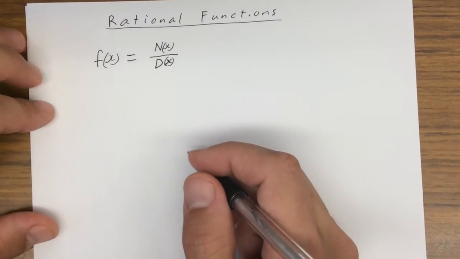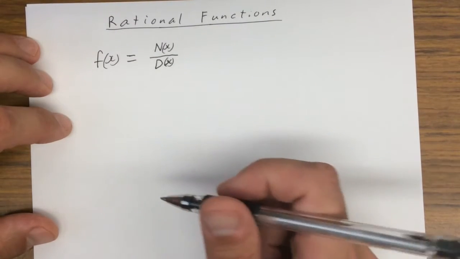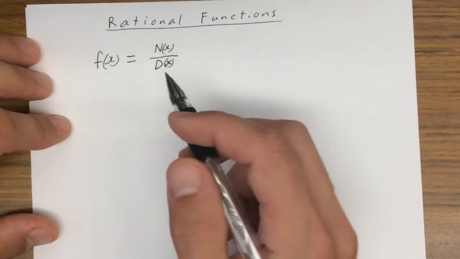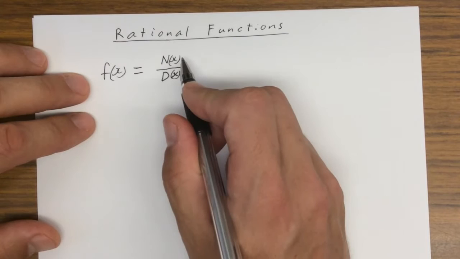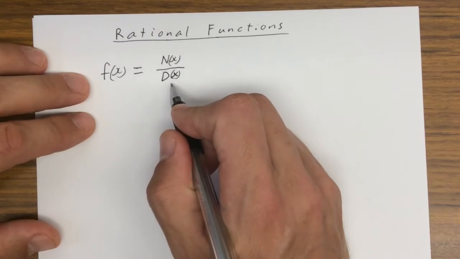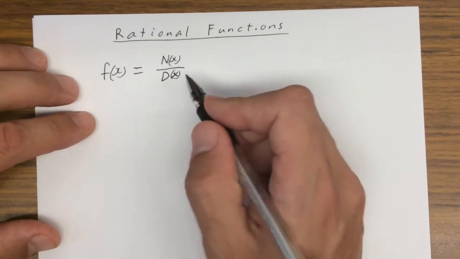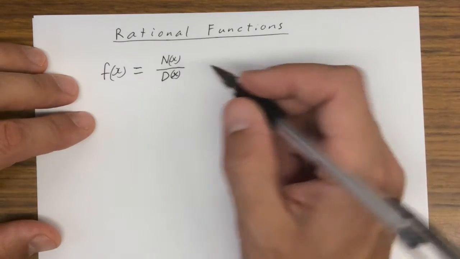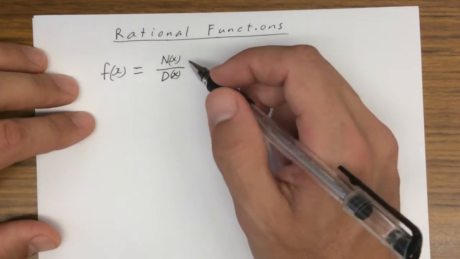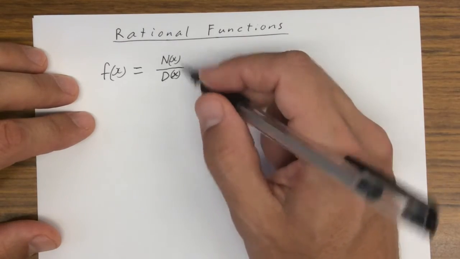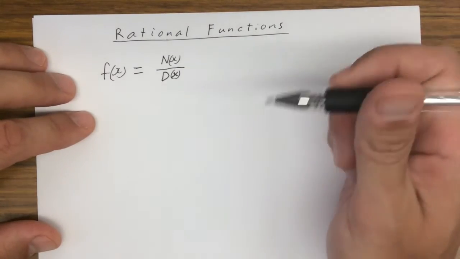Okay, in this video we're going to look at rational functions. So rational functions come in this form. f of x is the function, and you have a numerator, and then you have a denominator. Rational numbers are fractions, or numbers that can be written as fractions. Rational functions are functions that can be written as fractions. So a function divided by another function.